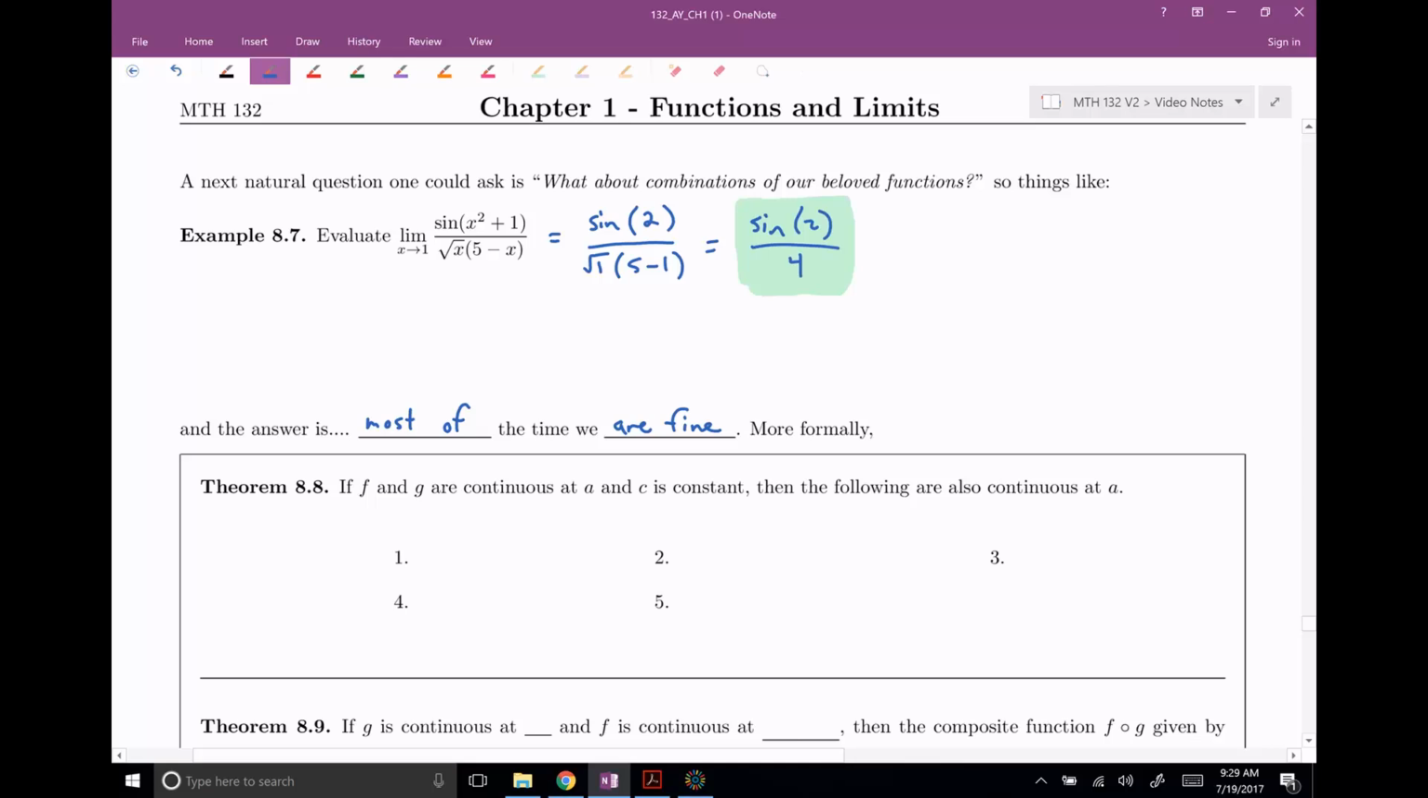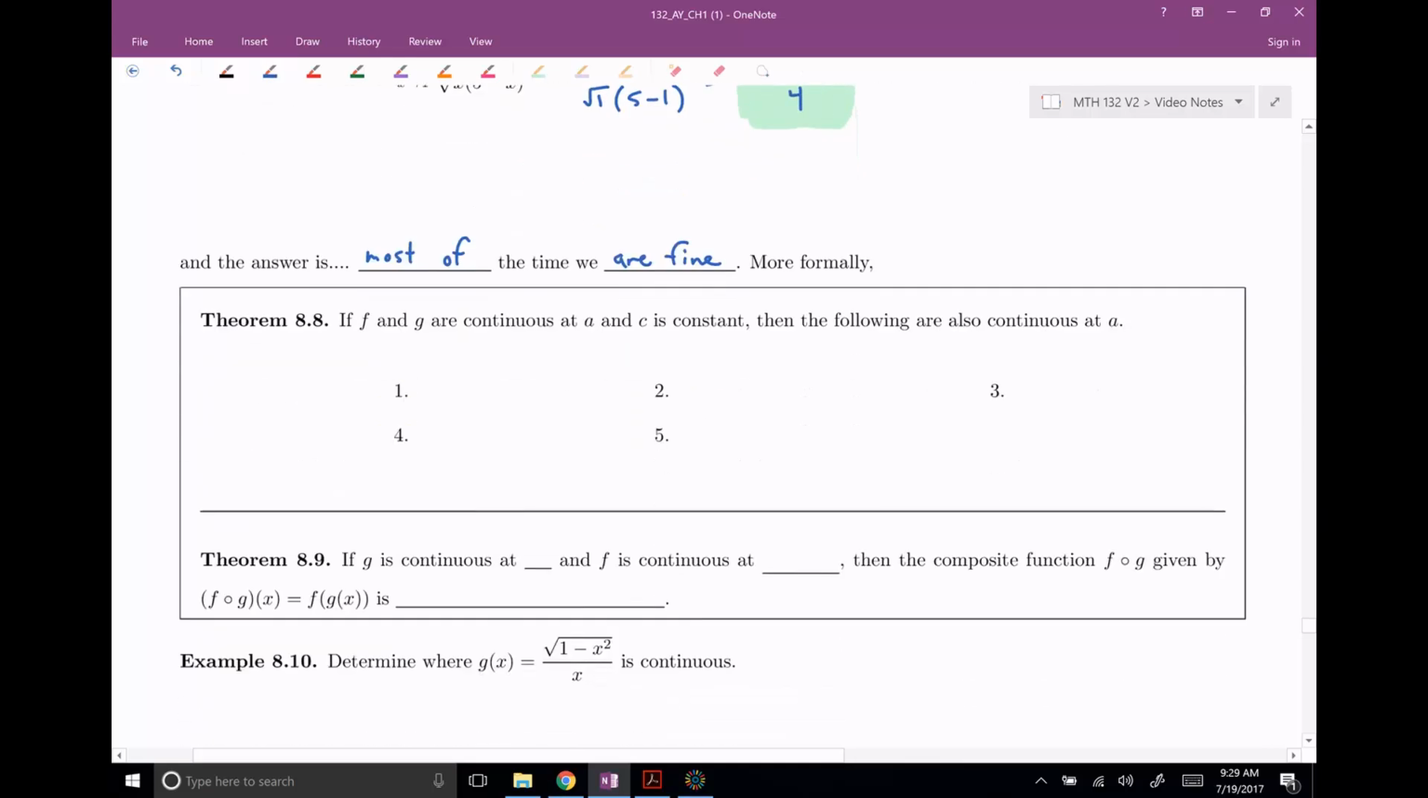More formally, if we have two functions, f and g, that are continuous at a value a, and then we have a constant c, the following are also continuous at a. So as you would guess, if you were to sum two continuous functions, you get a continuous function. Likewise, if you were to take the difference of two continuous functions, you would get a continuous function. If you multiply a continuous function by a constant, if you were to take the product of two continuous functions, and finally, if you were to take the quotient of two continuous functions, f divided by g, of course, so long as g of a is not equal to 0. So long as g of a is not equal to 0, that's okay. It'll be continuous. Otherwise, you're dividing by 0, that's an issue.